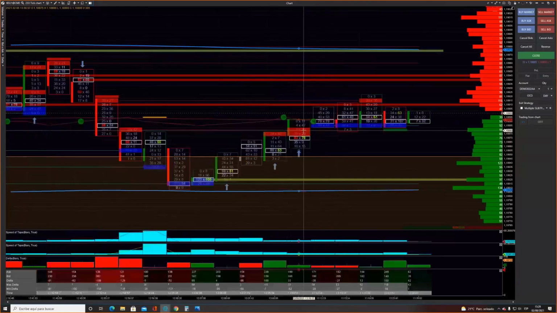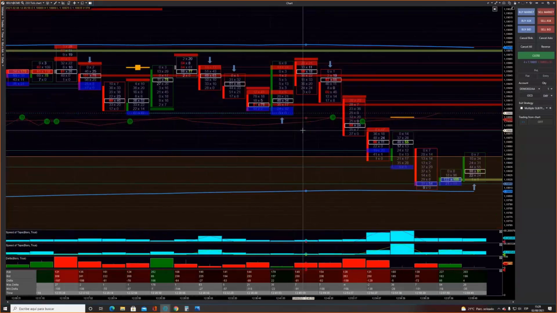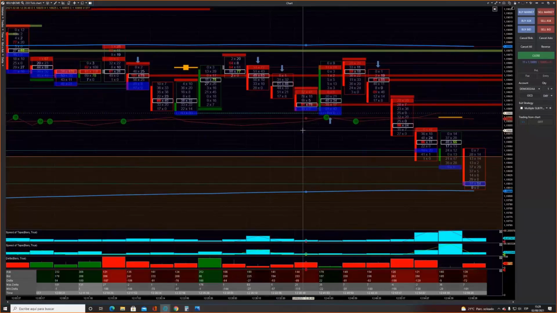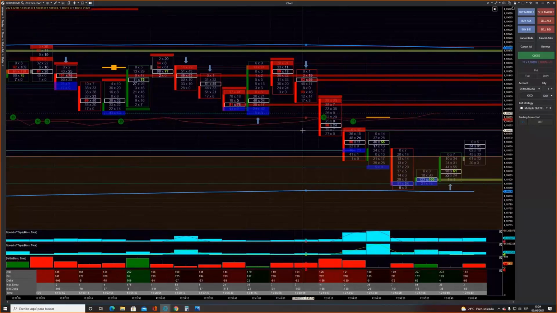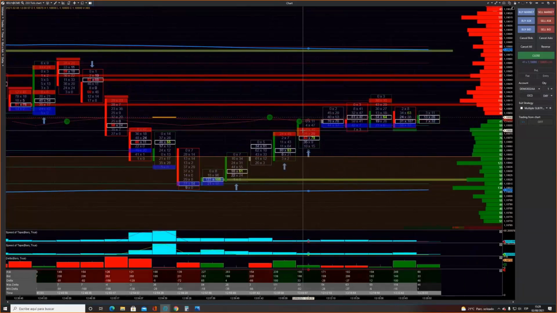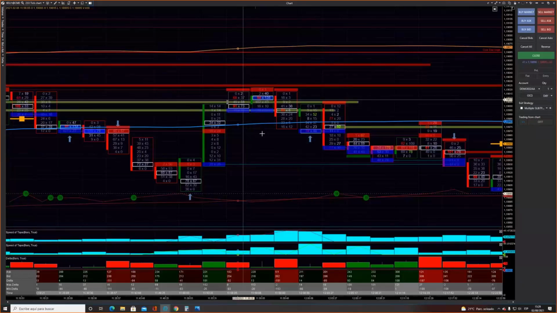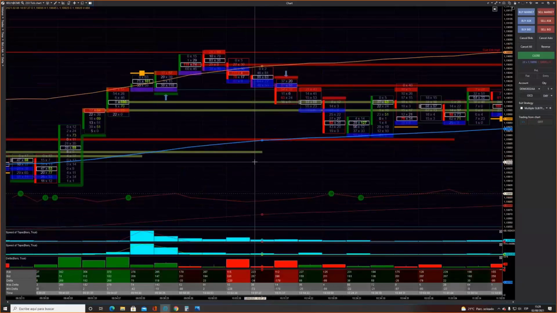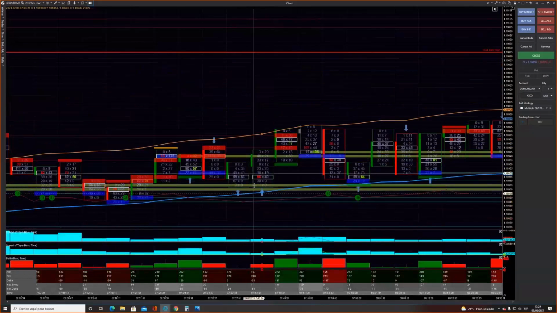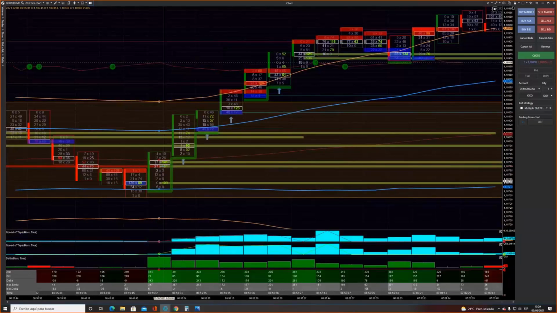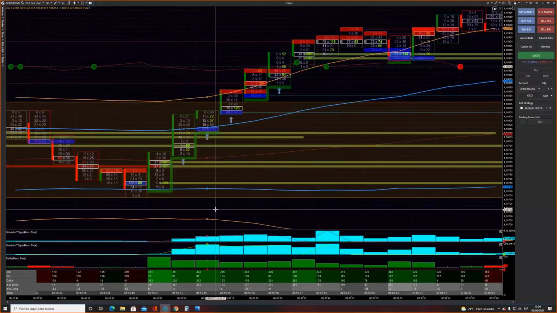This is how you can see exactly how support levels are created, because they're created with volume. Resistance levels also are created because you can see the imbalances at the top. You can see here how they push the price up with a lot of buying here. You can see everything.